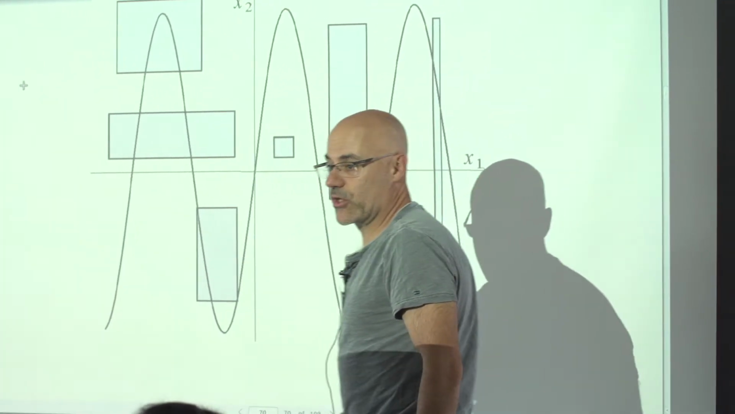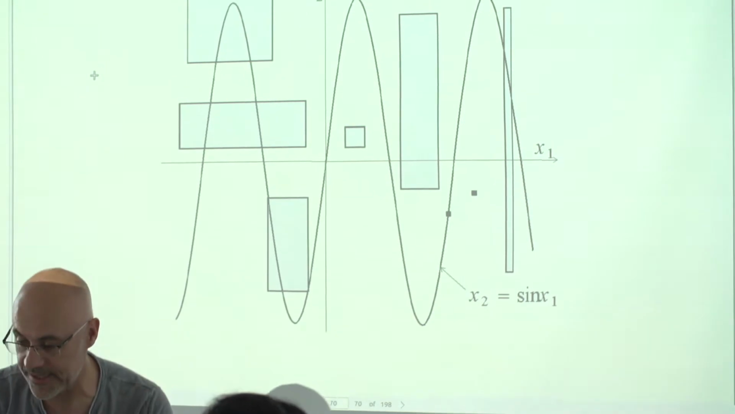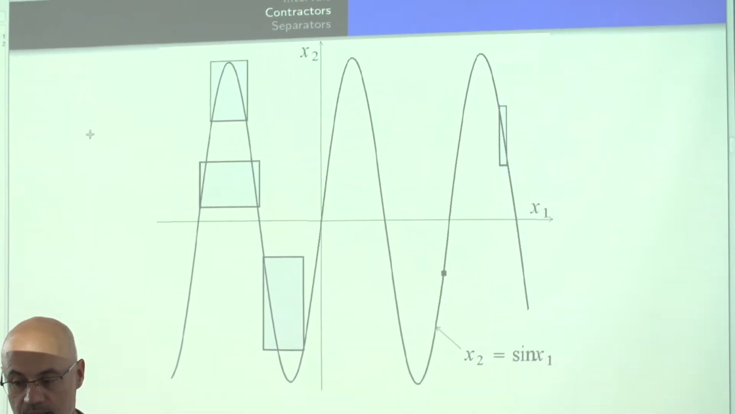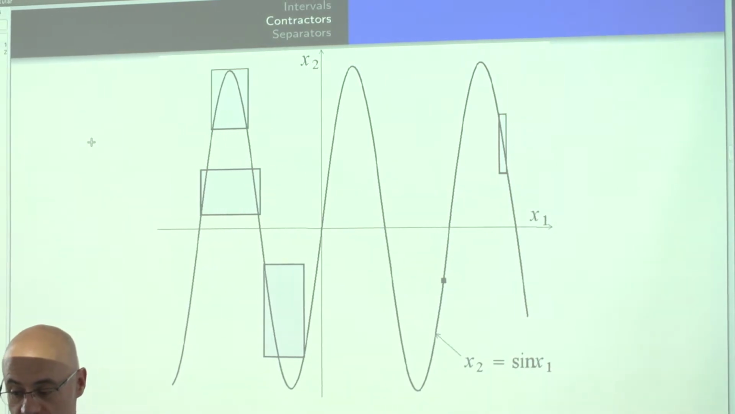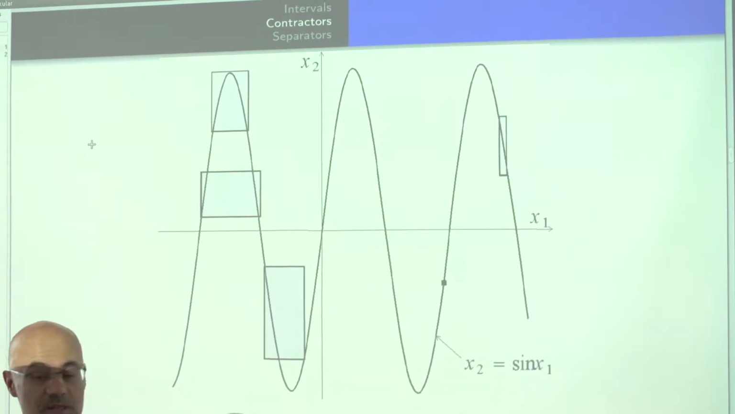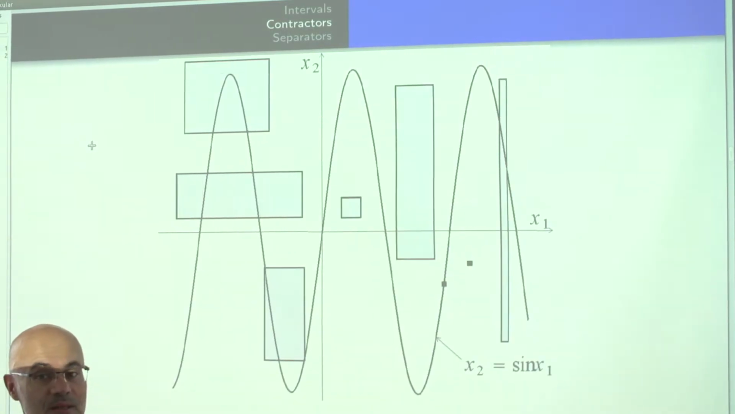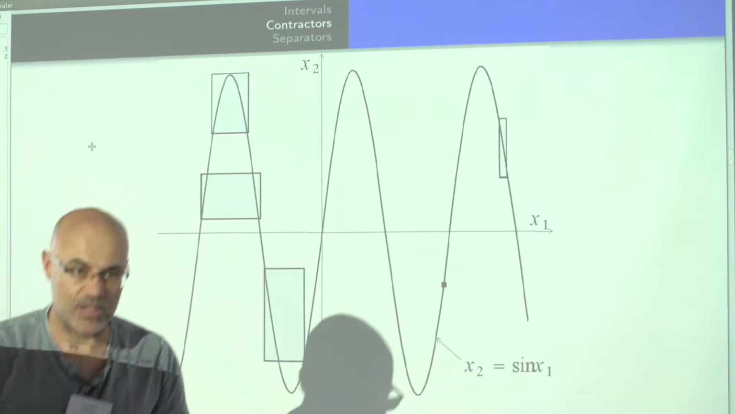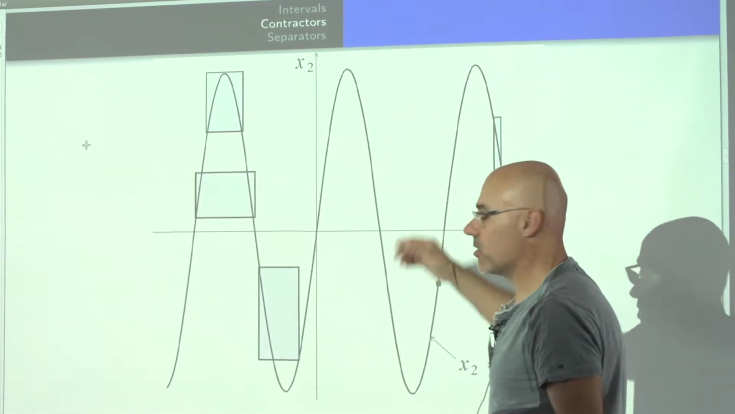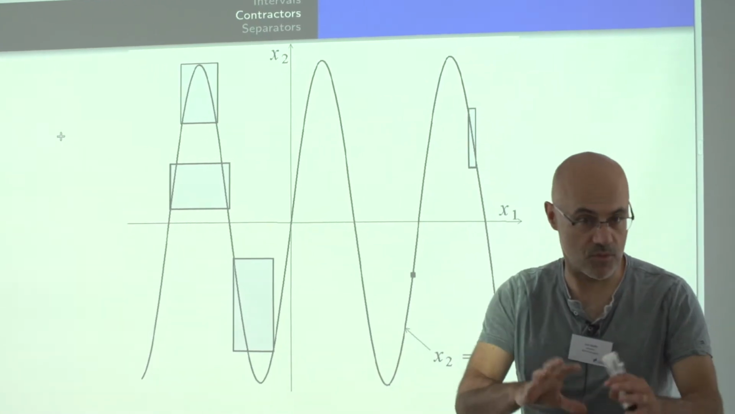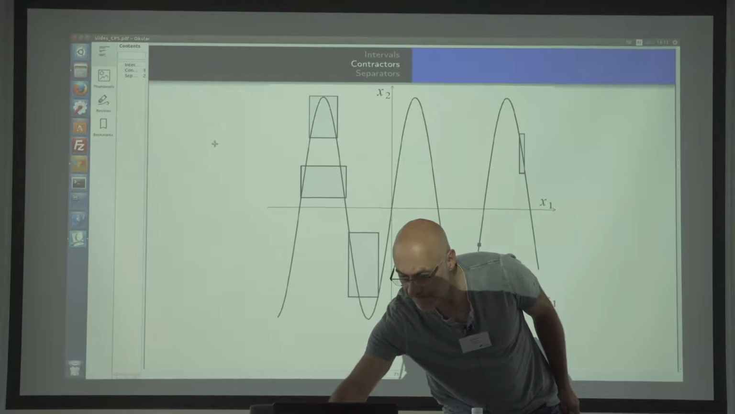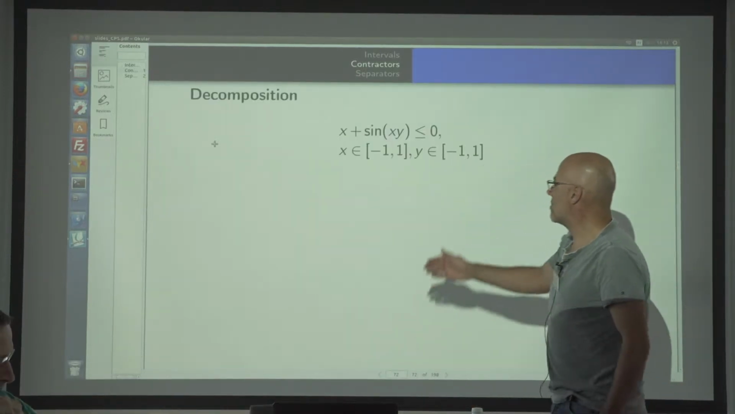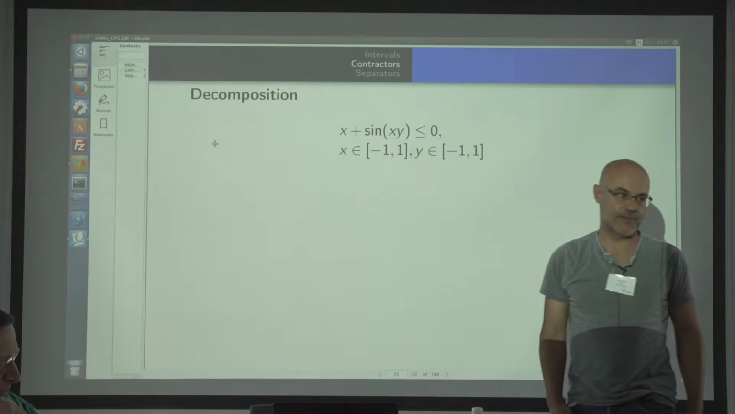Just an illustration of what a contractor for sine is. It is minimal. It contracts both x and y, so x1 and x2. Okay, so you understand this, yes? So I have a library which contains all primitive contractors. It's inside IBEX, a library for contractors. Okay, so assume that I want to build a contractor for this.